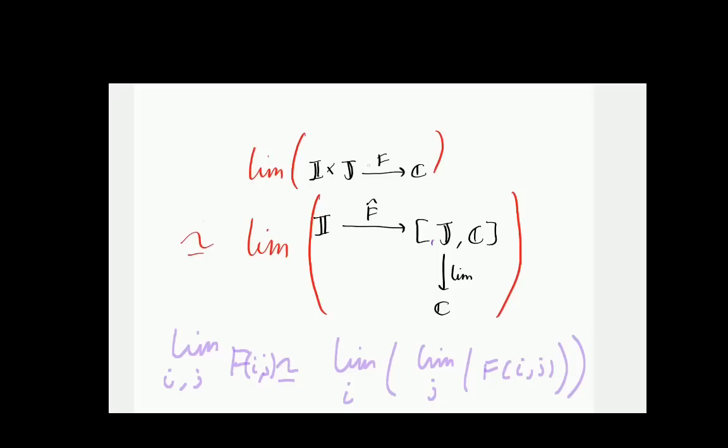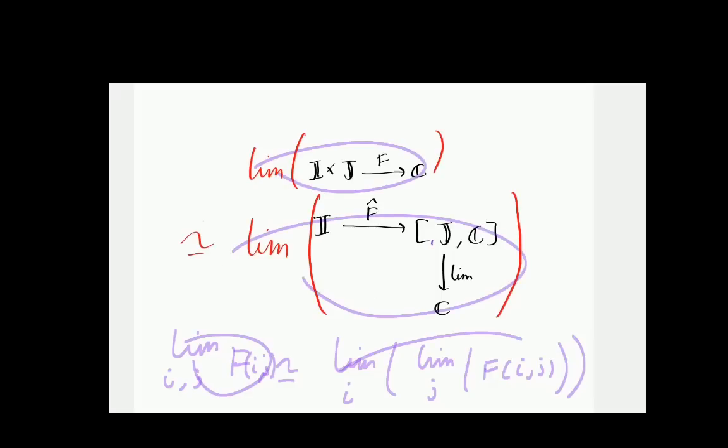So if we have this functor F from I times J to C, if we curry it, because the functor category is the exponential object in Cat, we can rewrite it like this, and then we can compute the limit of things in this functor category using this, and then this whole composition is a functor into C, and we can take the limit of that.